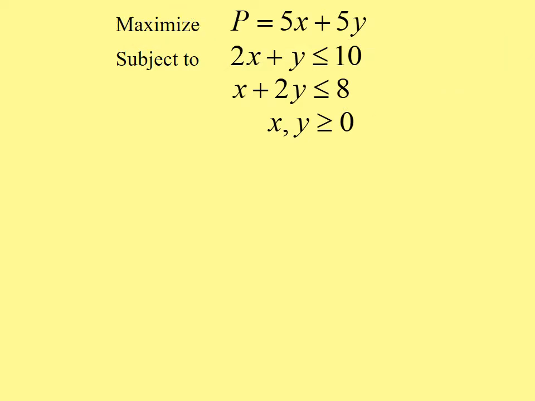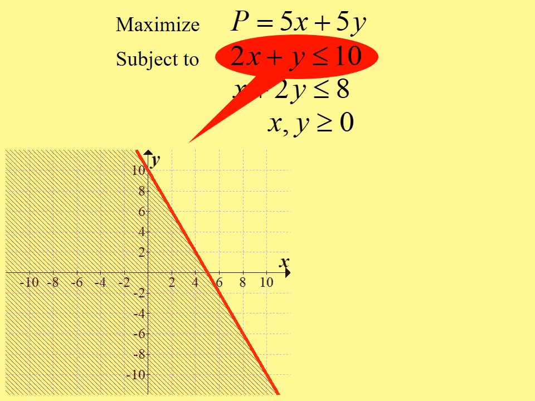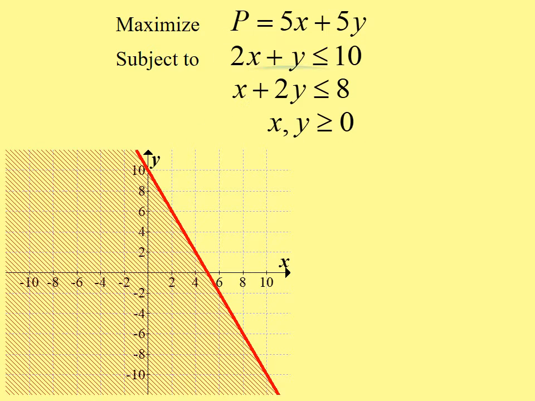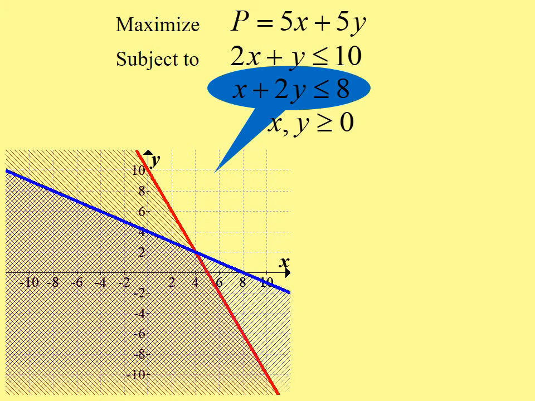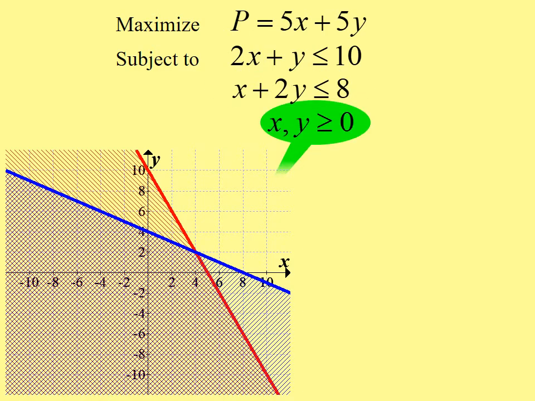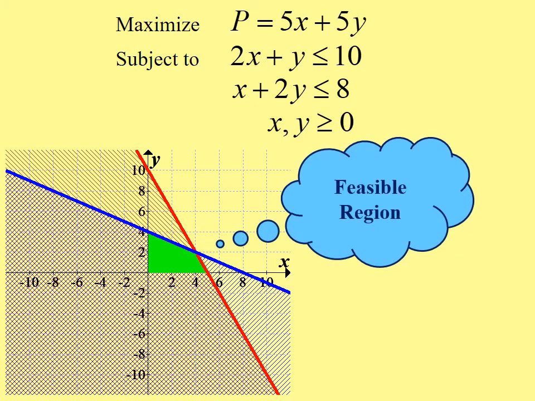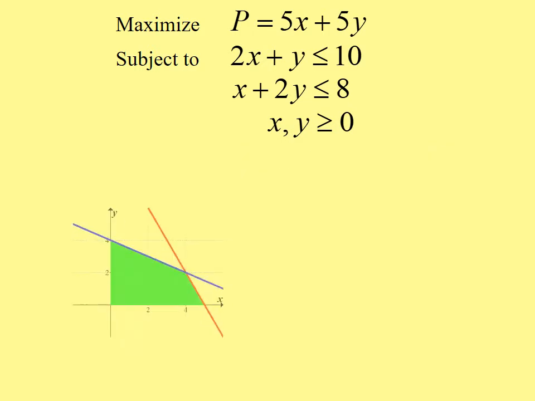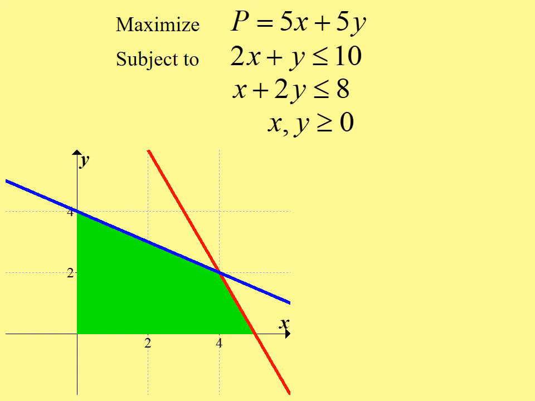Now, here's what the process looks like. We're going to draw the graph of each inequality. Remember, the x greater than or equal to 0 just means above the x-axis and to the right of the y-axis. So here's the region. This is called the feasible region. And we did this in the last chapter.